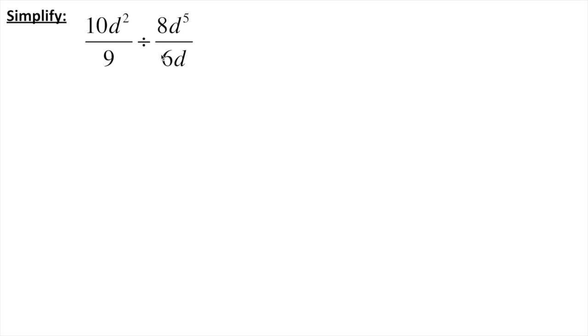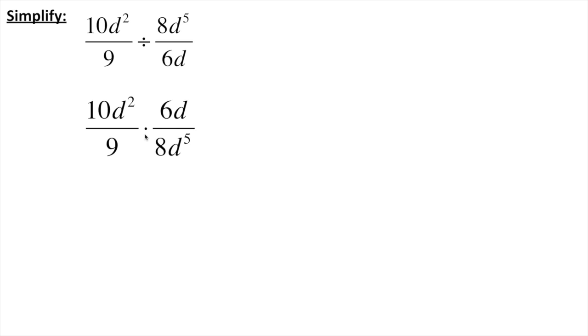Now, the way that we'll take care of that one is that we're going to take the first one and multiply it by the reciprocal of this second one. So we're going to flip this around. This 6d is going to go on top. This 8d to the fifth is going to go on bottom. So I'll do that now. And all I did is I moved these two around and I changed the sign. Instead of division, it now becomes multiplication. Just the same way we do with normal fractions.